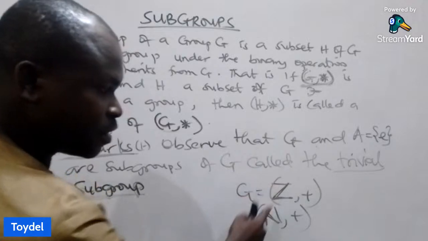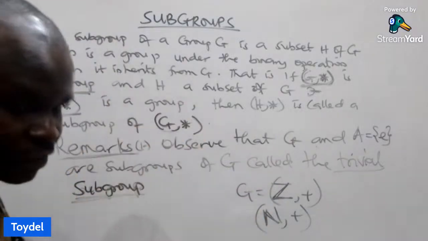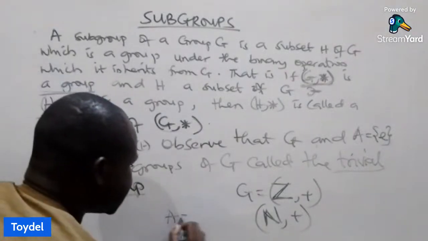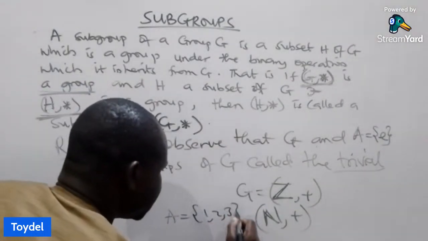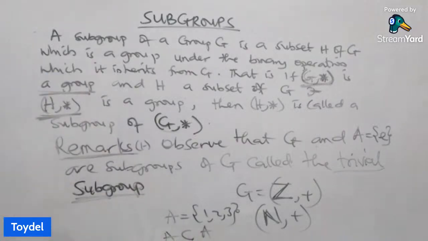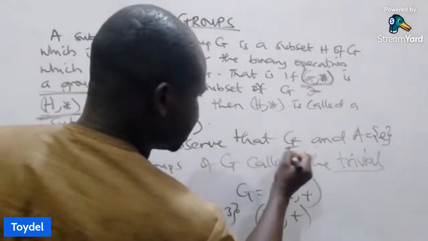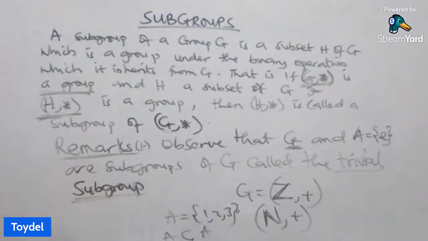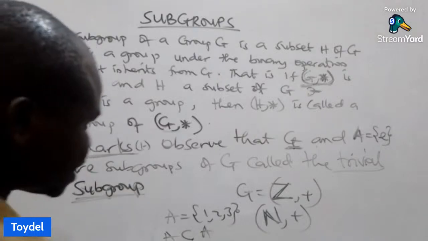For the trivial subgroups, there are two things that I check for. The set itself: a set is a subset of itself. If a set A has three elements, let's say A is equal to {1, 2, 3}, then A is a subset of A from our knowledge of sets. So we observe that G is a group, and when we have A, which consists only of the identity element, these two are subsets of that group.